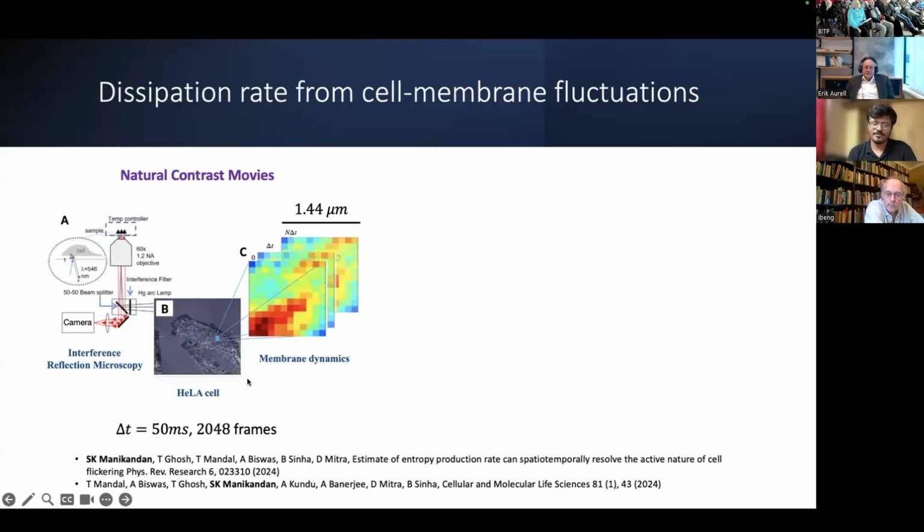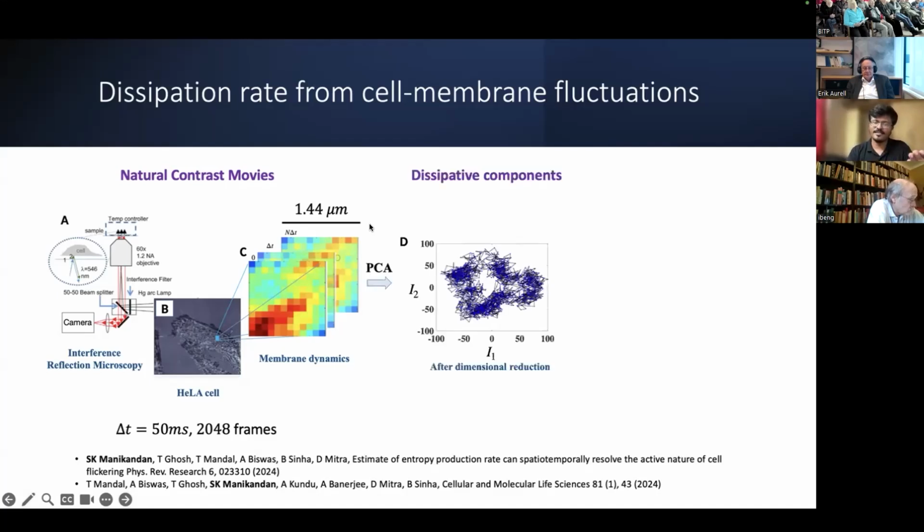So here is how the schematic looks. What you see in the dark gray color is the cell. That's the background where the cell is kept. And you take a region, let's say we take this blue patch here. For each such patch, you have a movie of how the height is varying over space and time. We take that data and pass it through the inference algorithm.